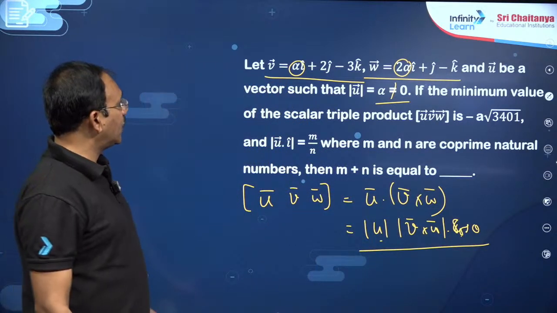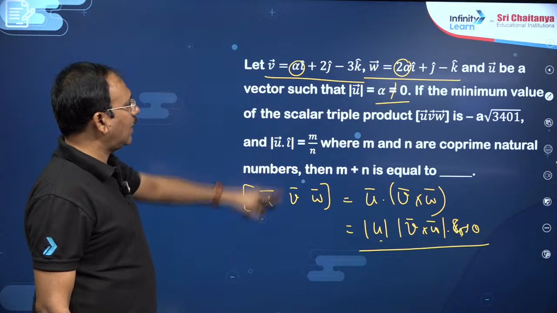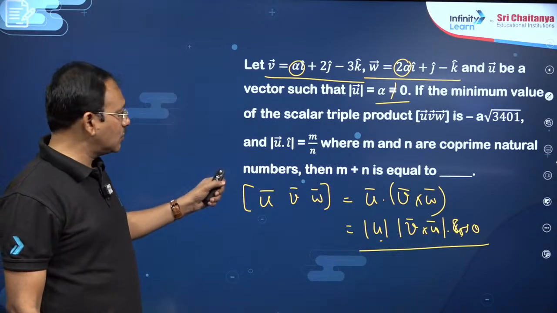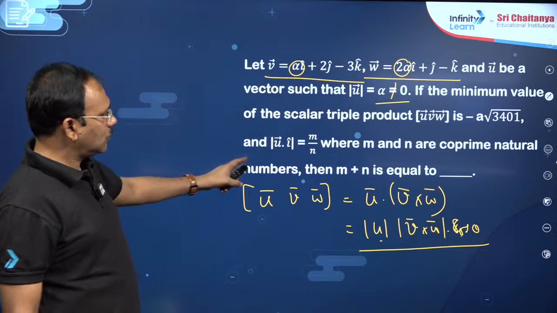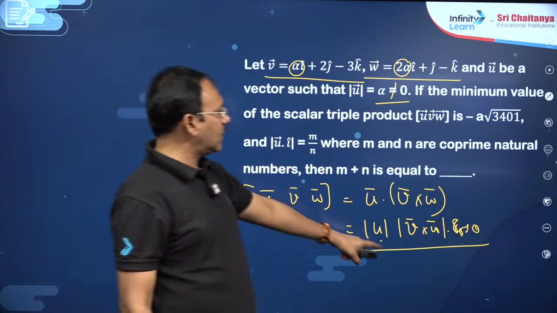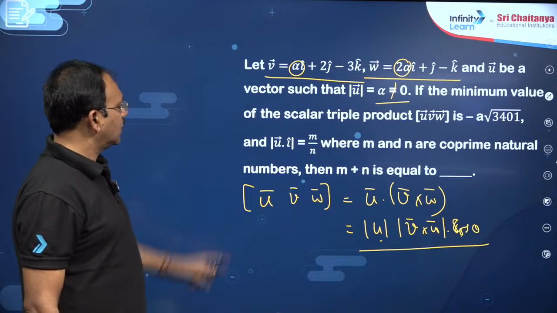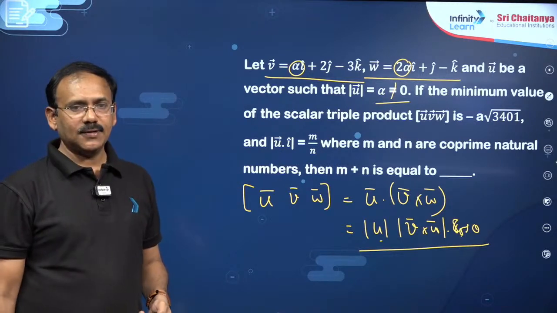From this you will get it, moreover U dot I, the first one, is given as M by N. You can make use of this relation, my dear friends. So, after finding alpha from this, accordingly you can find U also, dear students, then you can talk about M by N, okay.